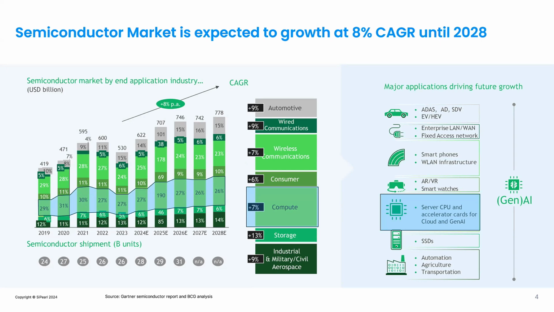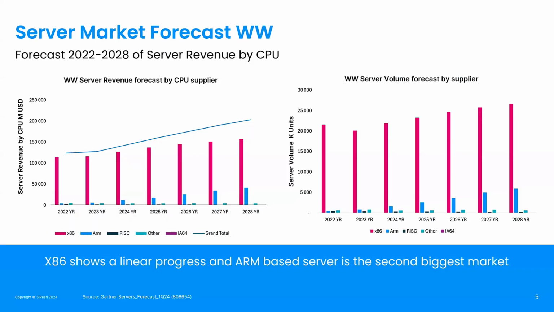So let's dive a little bit more into detail on this. Here we have data from Gartner analysis, and we have 2 graphs. One is the server revenue by CPU in million US dollars, and on the right side, we have the server volume in kilo units. All these graphs are divided by ISA. So we have x86, ARM, RISC, other kinds of ISA and AI64. What is interesting to see is that x86 is, of course, the predominant revenue for the server and has a linear growth up to 2028.